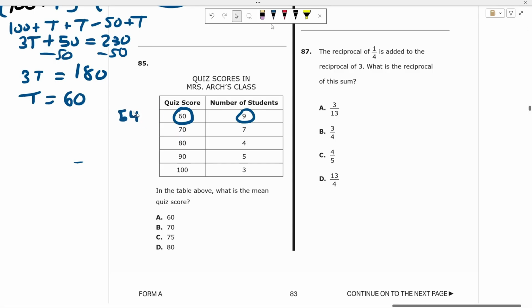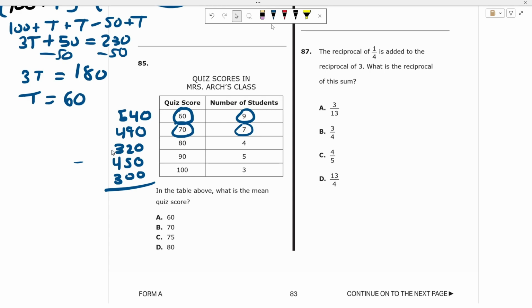So we have 540. Then you know that 7 people scored a 70, which is going to be 490 points. Then you know 4 people scored an 80, which is going to be 320. Then 5 people scored a 90, which is 450. And finally 3 people scored 100, which is 300. So this is the total amount of scores. This is every single person's test score right here.